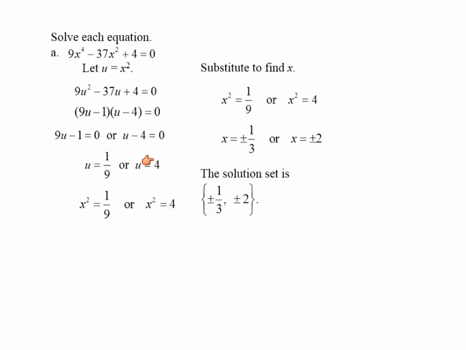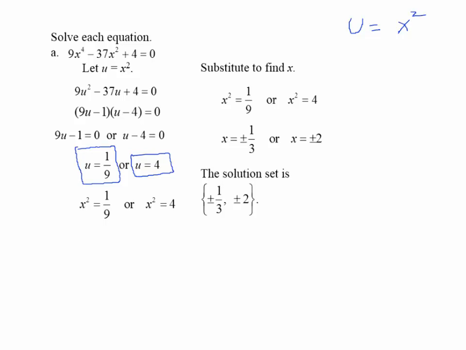Now once I find u equal to 1 over 9 and 4, I have to go back and solve for x. I'll go back to my original assumptions. I assume that u is equal to x squared. So now we're saying that u is equal to 1 over 9. So once I find u is equal to 1 over 9 and u is equal to 4, I'm going to go back and see what x is.